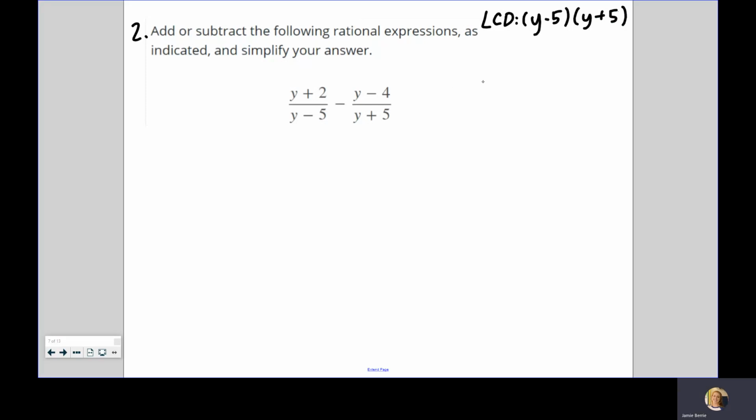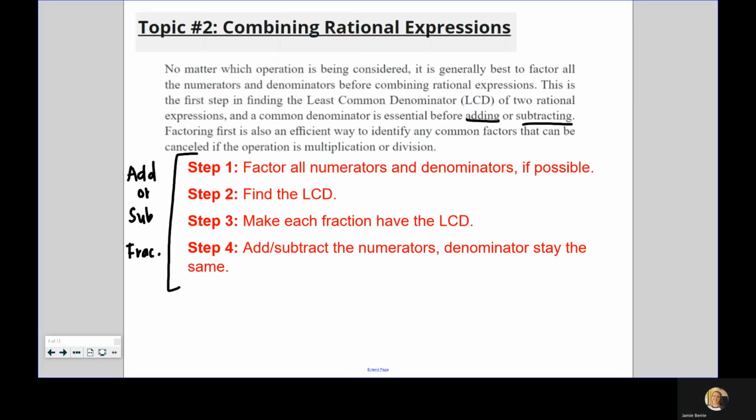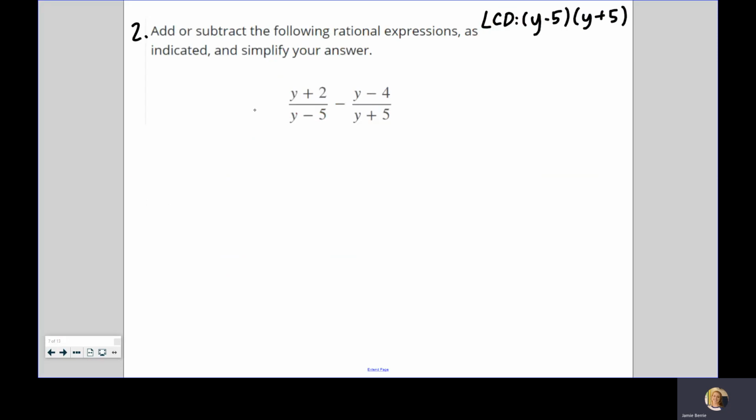All right, so we're done with step 2. We found the LCD. Remember our next step was to make each fraction have the LCD. You look at your first fraction, and you say, okay, I've got y minus 5, I'm missing y plus 5. So I'm going to multiply by y plus 5 down here so that I have the LCD now. But if I multiply something to the denominator, I also need to multiply it to the numerator so that I don't change the problem. We'll go ahead and write out what we're going to multiply by here.